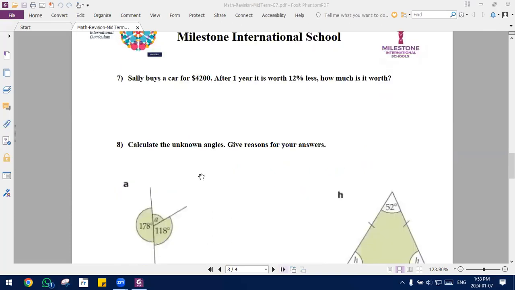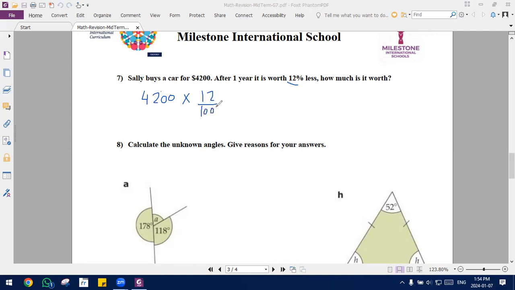Now, next question. Sally buys a car for $4,200. After 1 year, it's worth 12% less. So what happened to the price of the car? Of course, since it will be a second-hand car, the price will drop. How much is it worth after 1 year? Okay. First, I need to find the 12%. What do I have to do? 4,200 times, see, we always multiply to find the amount, 12 over 100.